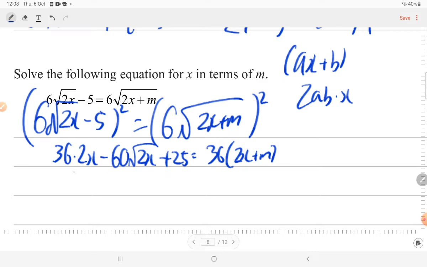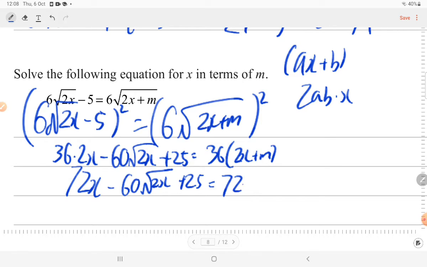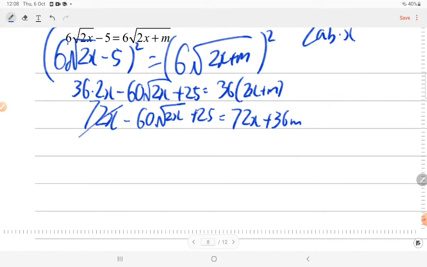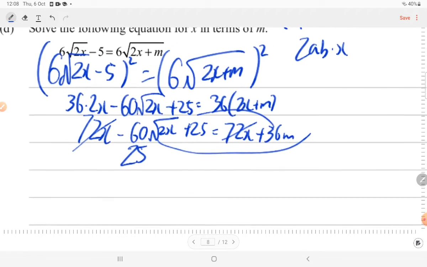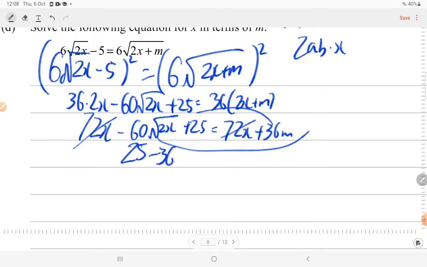So 72x take away 60 square root of 2x plus 25 is equal to 72x plus 36m. These two cross out, and let's just rewrite this. Let's take this to here and take this to here, since we want x to be the subject. So 25 minus 36m, it's in the way, minus 36m is equal to 60 square root of 2x.